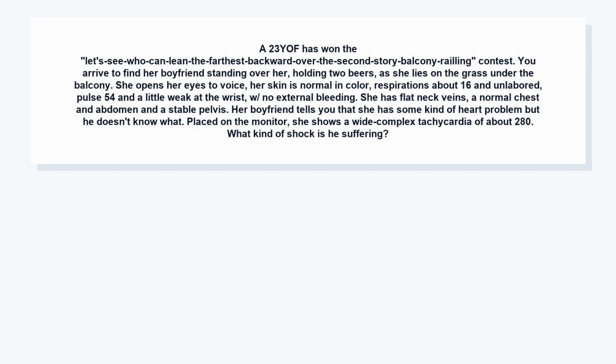A 23 year old female has won the Let's See Who Can Lean the Farthest Backward Over the Second-Story Balcony Railing contest. You arrive to find her boyfriend standing over her, holding 2 beers, as she lies on the grass under the balcony. She opens her eyes to voice, her skin is normal in color, respirations about 16 and unlabored, pulse 54 and a little weak at the wrist, with no external bleeding. She has flat neck veins, a normal chest and abdomen and a stable pelvis. Her boyfriend tells you that she has some kind of heart problem but he doesn't know what. Placed on the monitor, she shows a wide complex tachycardia of about 280.